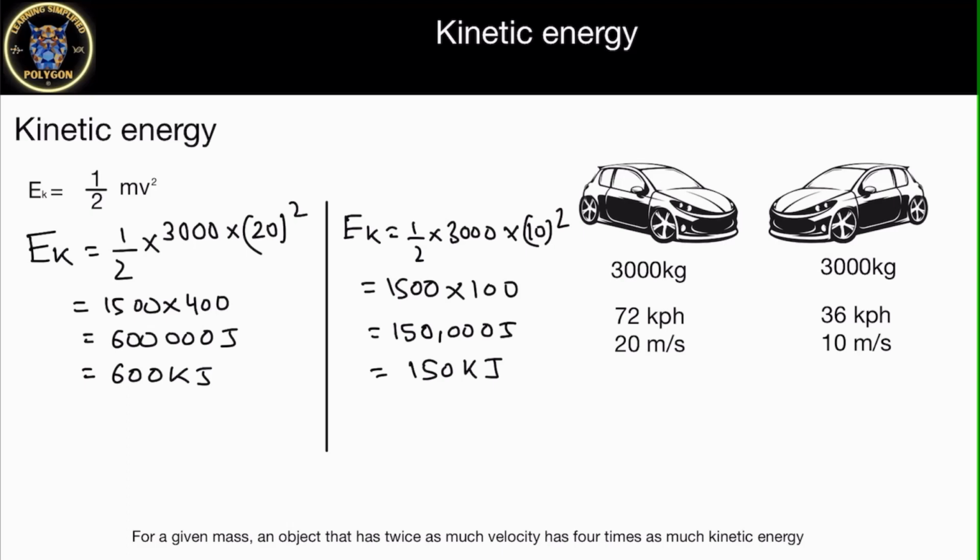Intuitively, you can think of it as, even when the cars have the same mass, to make a car move faster, a lot more energy is needed, and that is why the car that is moving faster has a much higher kinetic energy. I hope these 2 examples give you a better understanding of kinetic energy and its calculation.